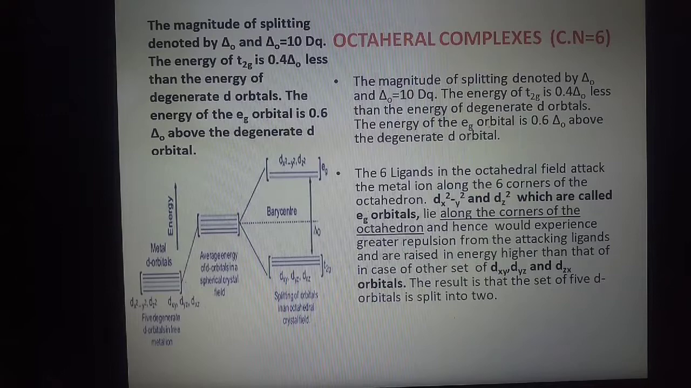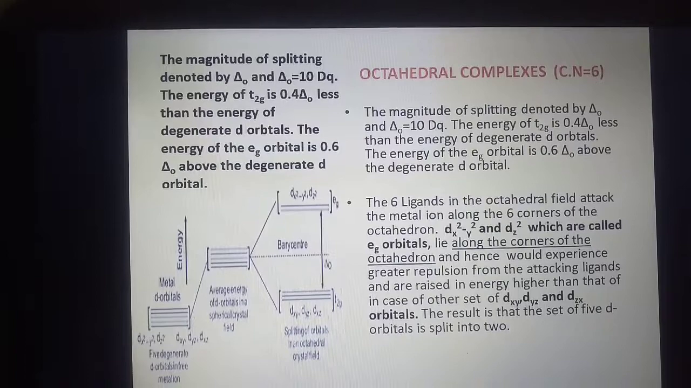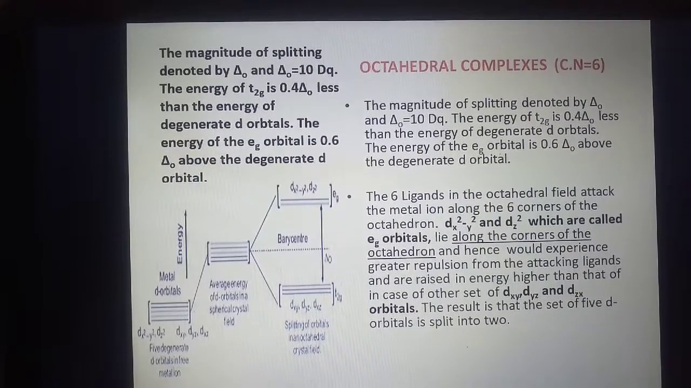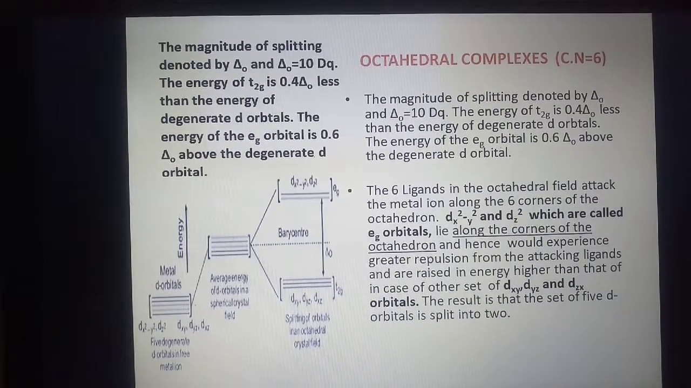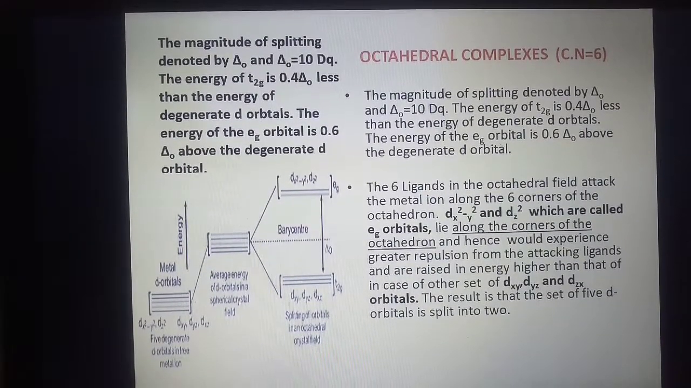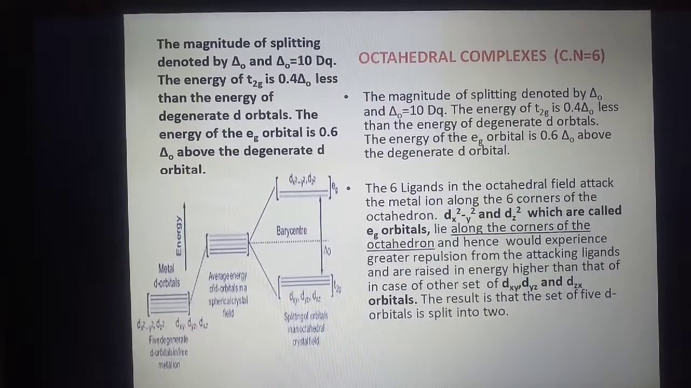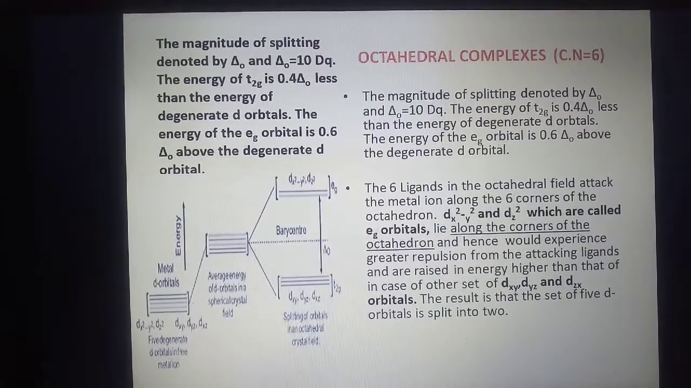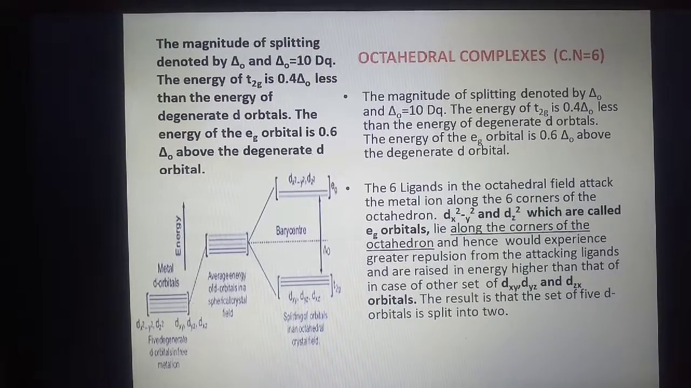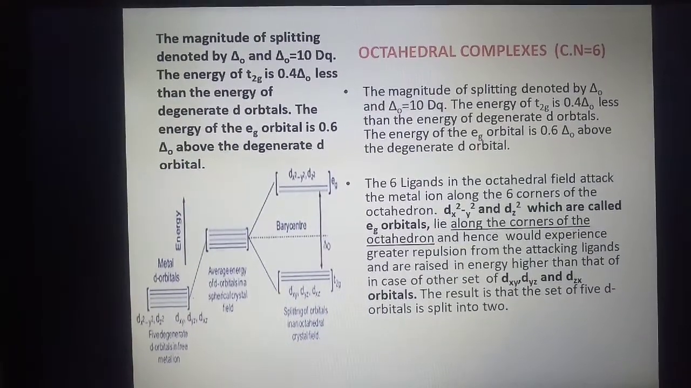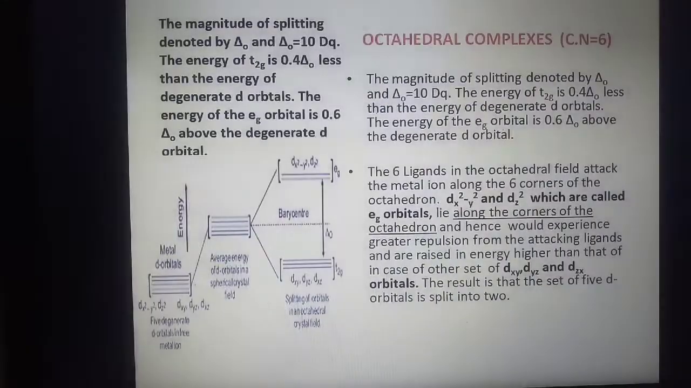Regarding the octahedral complexes, the coordination number should be 6. The magnitude of splitting is denoted by a delta sign, and a suffix O is indicated for octahedral complex. Students, there is a relation, that the splitting energy of the octahedral complex is equal to 10 Dq. This you have to keep in your mind.